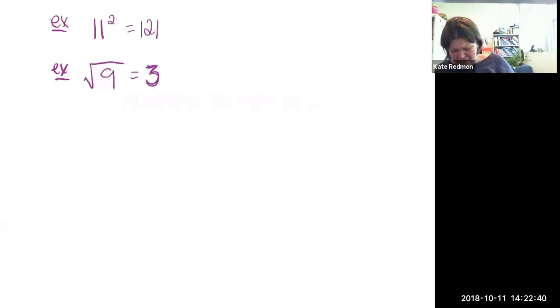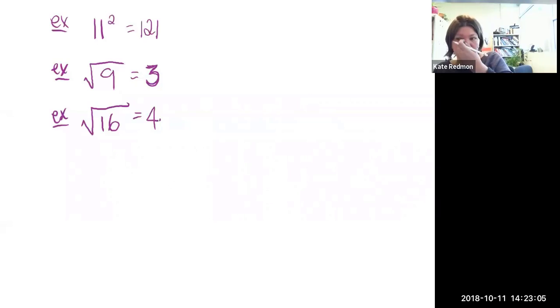For some reason, if I do an even number like 16, a lot of students instantly flip into halving it and they write 8 there. But the square root of 16 isn't half of 16. The square root of 16 is what number times itself equals 16. And of course, 8 times 8 would be way too big. So you guys help me out. What number times itself would equal 16? 4. Beautiful. So it's super simple.